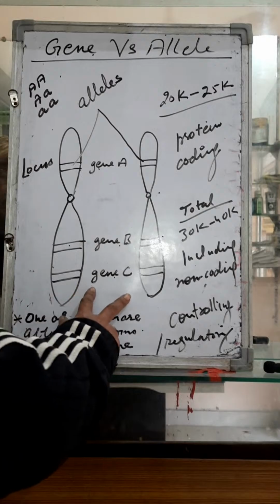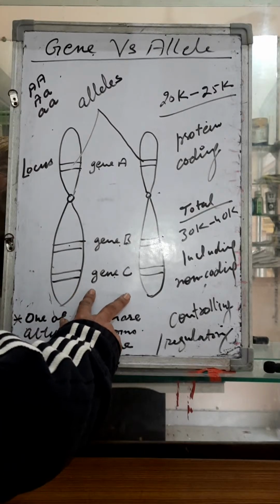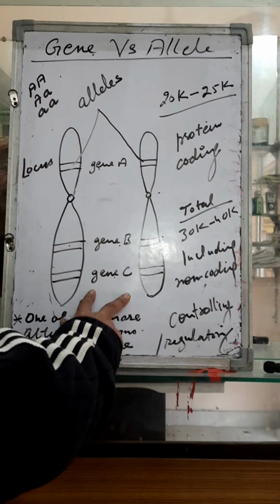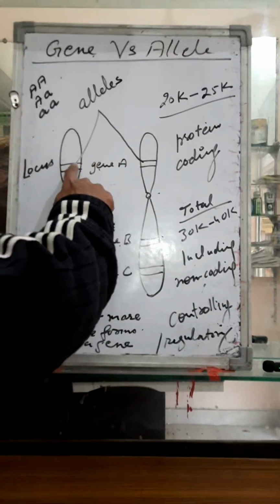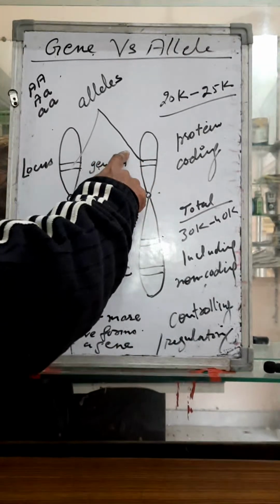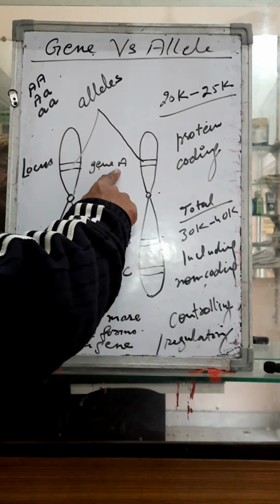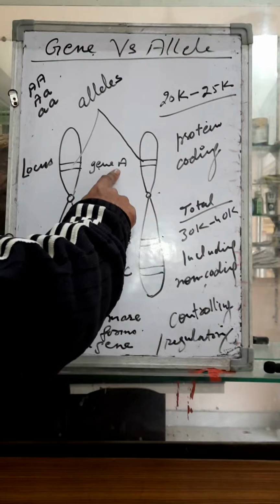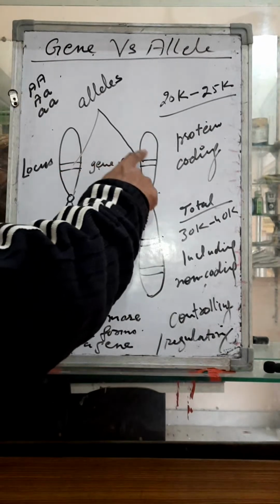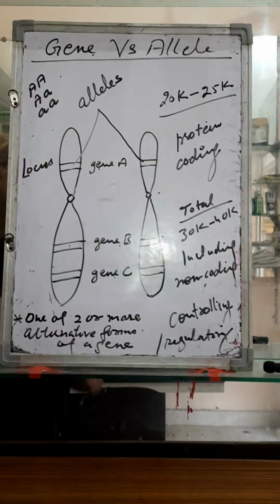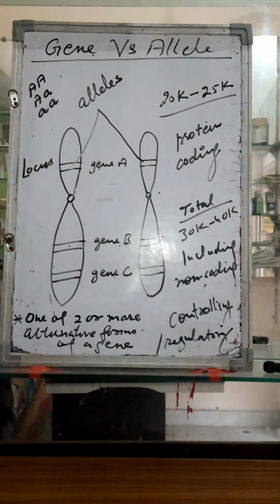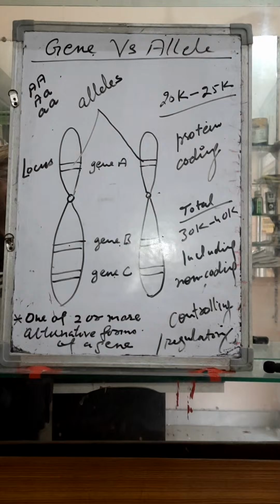So this is a pair of chromosomes, and these are two alleles. The name of the gene is A, but this A gene is present in two alternative forms. And these two alternative forms are known as alleles.